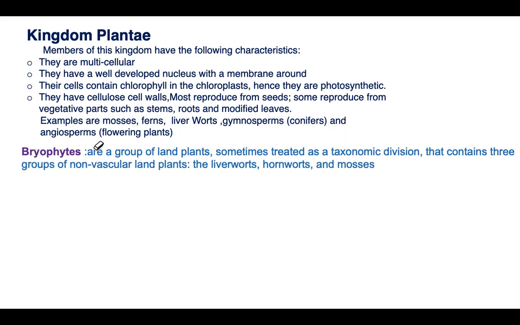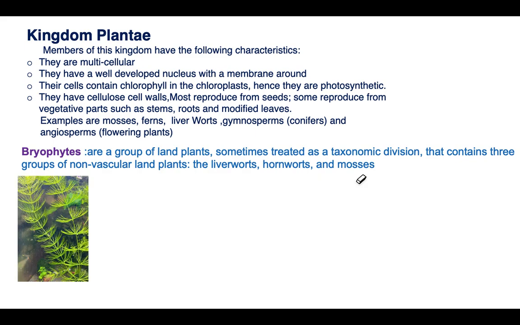So we can see the examples. We have bryophytes, for example liverworts and these plants. The other class is bryophytes. Bryophytes are a group of land plants, sometimes treated as a taxonomic division that contains three groups. These are non-vascular plants, like the liverworts and so forth. We have liverworts, hornworts, and also mosses.